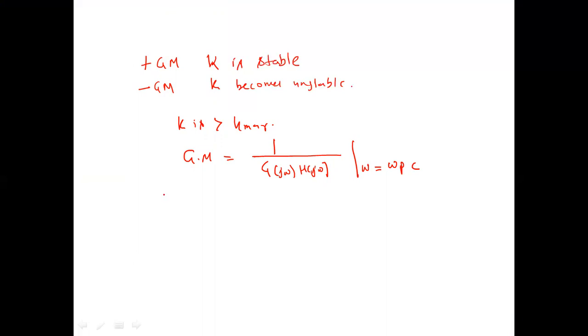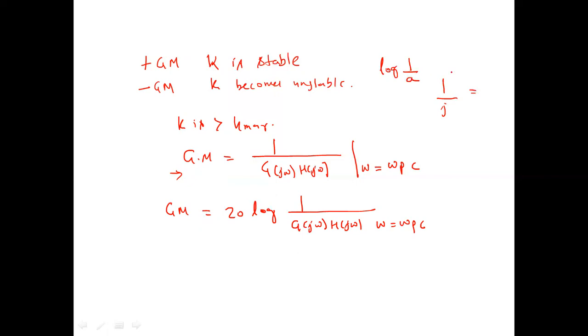Okay. And this same gain margin in decibels we represent as 20 log of 1 by |G(jω)H(jω)|, where ω is equal to ω_PC. Because this term is a reciprocal, 1 by log a can be written as log a inverse, which is minus log a. So this is elementary.